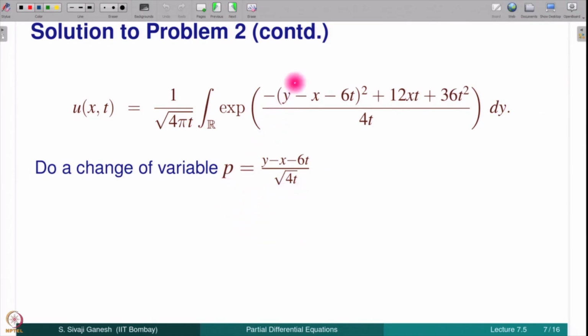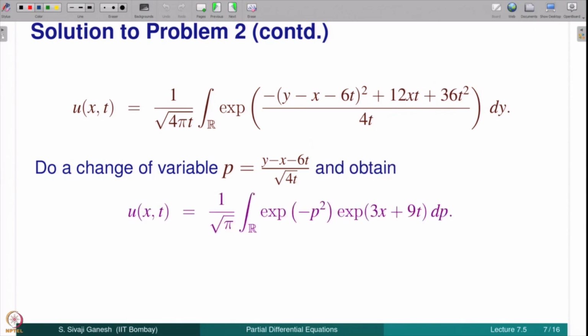So, then the first term by 40 simply becomes p square, e power minus p square, and what remains is 12xt by 40, 36t square by 40. So, this is e power minus p square, and what remains here is 12xt by 40 is 3x, 36t square by 40 is 9t, and dy. 1 by root 40 is your dp from here. dp is 1 by root 40 dy. So, this is exactly same as this.